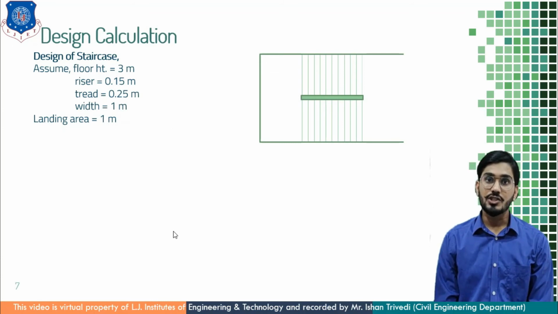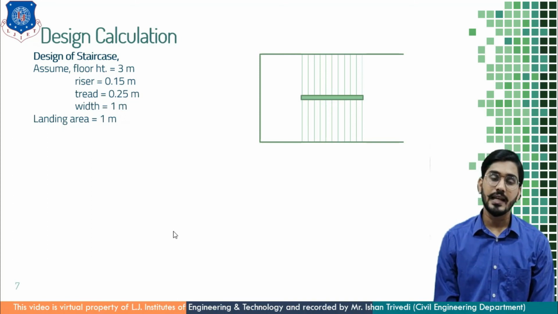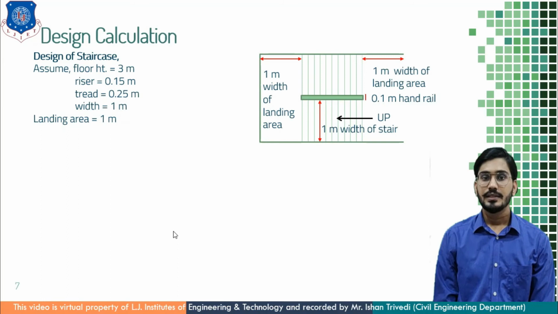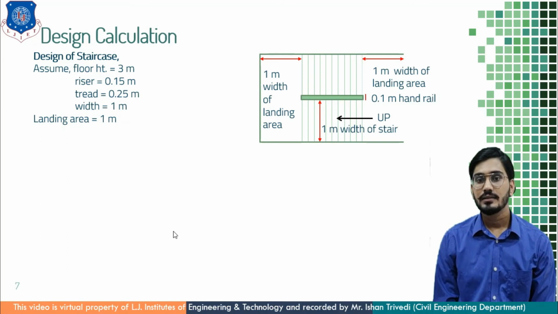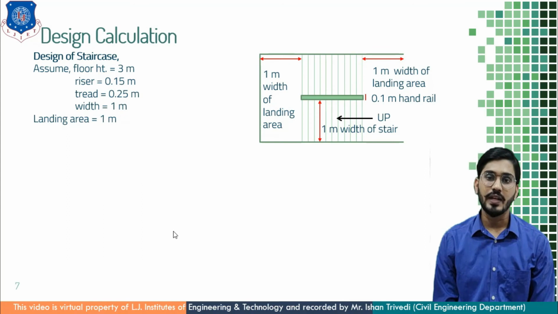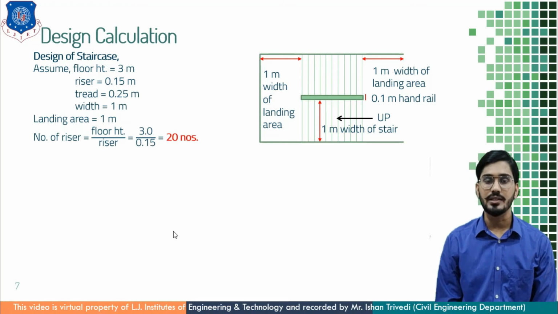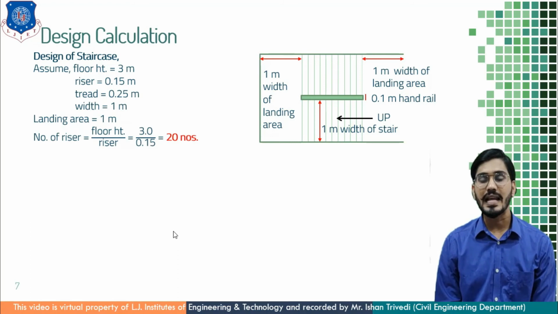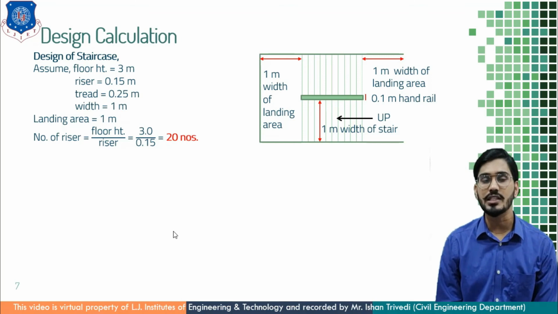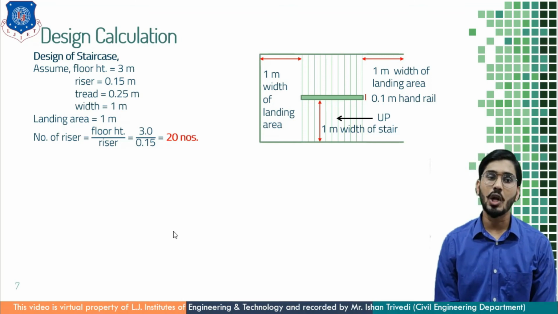Basically you have to assume these things before designing a staircase. So I have highlighted these things: 1 meter width of landing area at the turning, 1 meter width while you are approaching from both upper and lower part, 1 meter width of staircase, and 0.1 meter is given to handrail. So if I calculate the number of risers, one riser height is 0.15 meter, and the floor height is 3 meter. So number of risers is equal to floor height divided by riser.